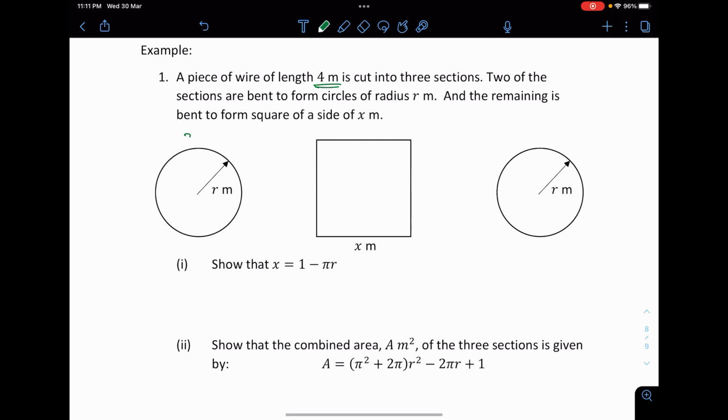The first circle, the perimeter is just 2 pi r. Likewise for the second circle. Whereas the rectangle, oh no, it's actually a square. It should be a square, right? Yeah, 4x meter. So I can say that 4x plus 2 pi r plus 2 pi r, which is 4 pi r basically, equals 4 meter. Divided by 4.